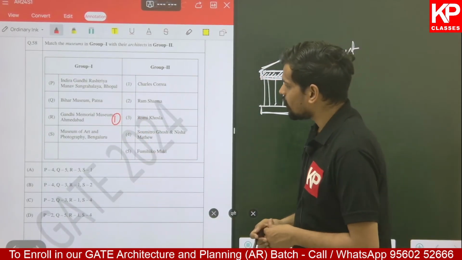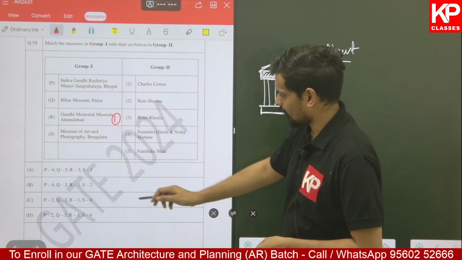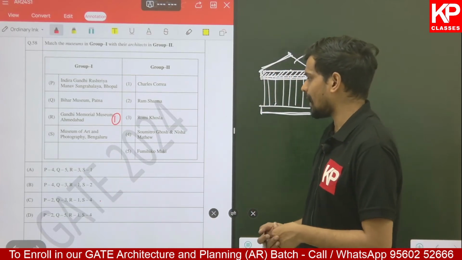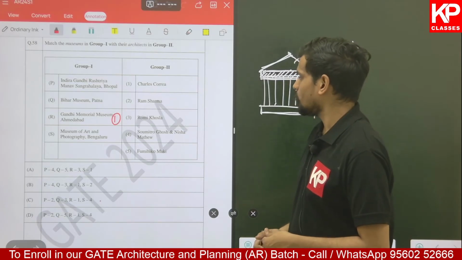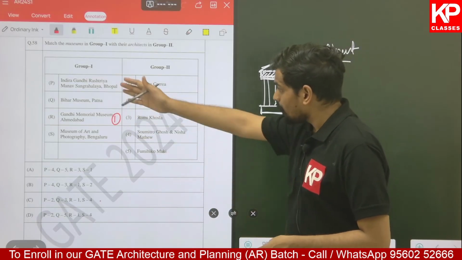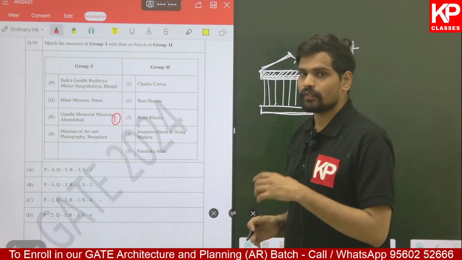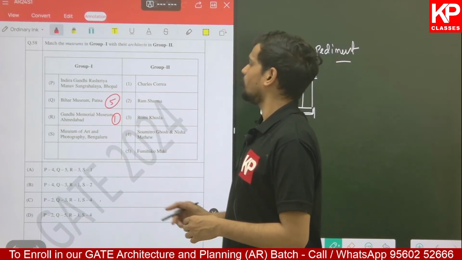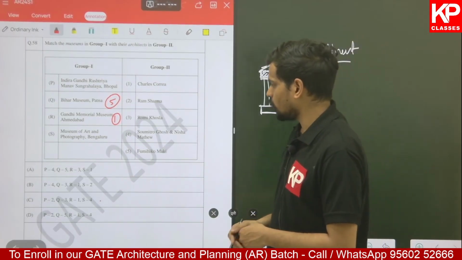So you can try to see which option is having R1. Okay, there are 3 options, then you need to look into the other parts as well, because for R1 you have 3 options over there. Bihar Museum at Patna, if you are aware, it was designed by Fumihiko Maki, Japanese architect. Bihar Museum at Patna. So for Q it is 5.